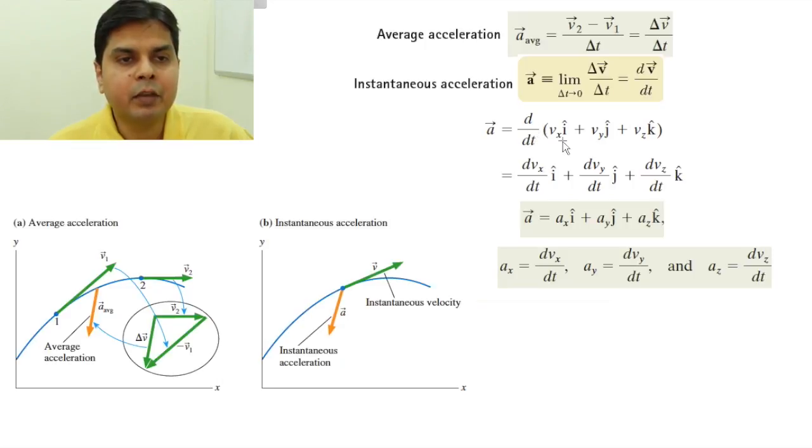If I write it in terms of vx and vy components, I will get a is equal to d by dt of vx i plus vy j plus vz k. So when you differentiate, dvx by dt you will get ax, this will be ay and this will be az.